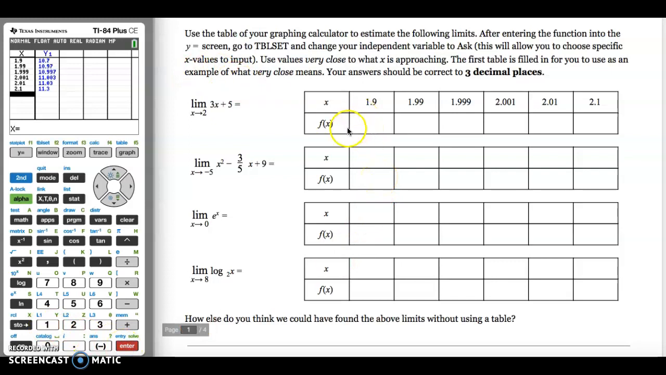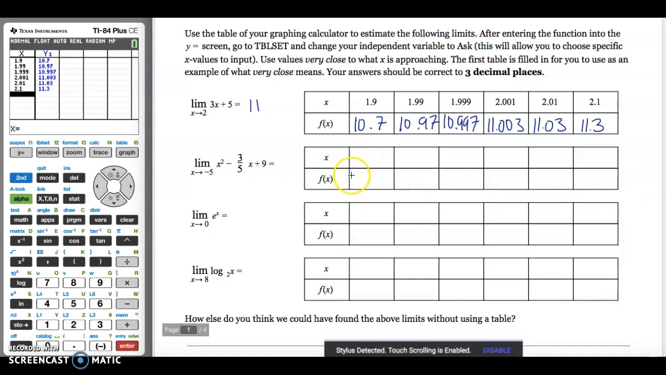So it looks like we got 10.7, 10.97, 10.997, 11.003, 11.03, and 11.3. So what would we say that our y value is approaching as x approaches 2? Well, I'd probably say the limit of this function is 11. Lovely. We can go ahead and do those for the rest of these, but now we have to pick our own x values that we're going to plug in. So I'll use a different color for that. We'll fill it in like it's part of the worksheet.